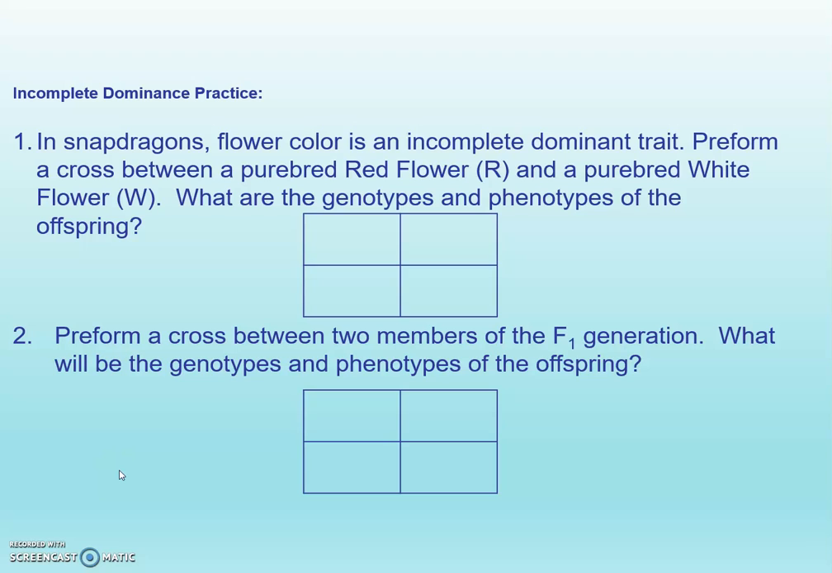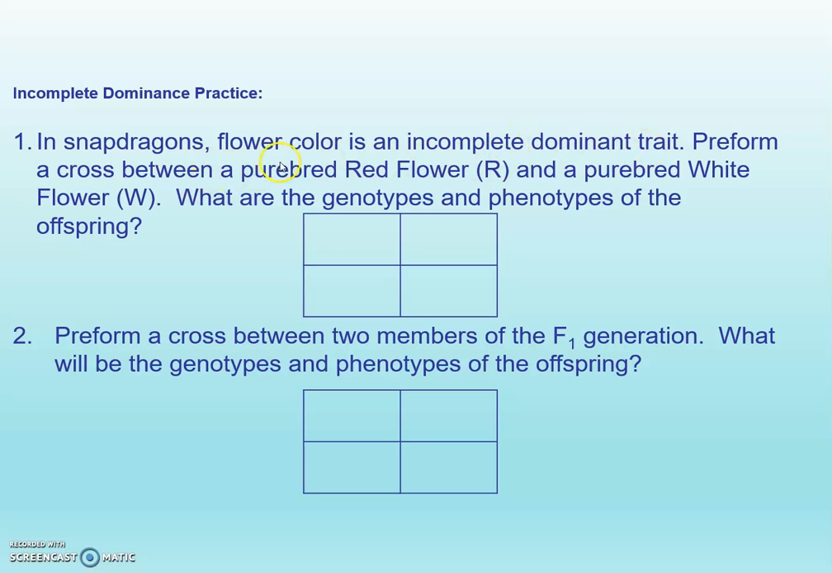Okay, the next thing I want you to do is to practice this. So you can practice this on your own paper. And what you're going to be practicing with now is with the snapdragons, which are flowers. And for the flower color, red is going to be represented by a capital R. White is going to be represented by a capital W. Remember, stay away from those lower cases. Purebred is the same thing as saying homozygous. So we're saying in snapdragons, flower color is incompletely dominant.